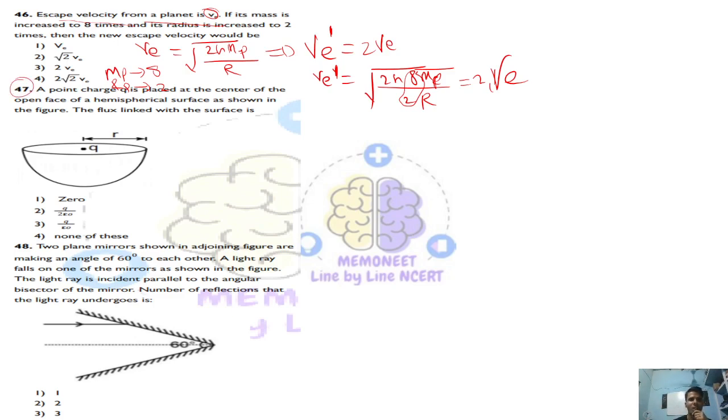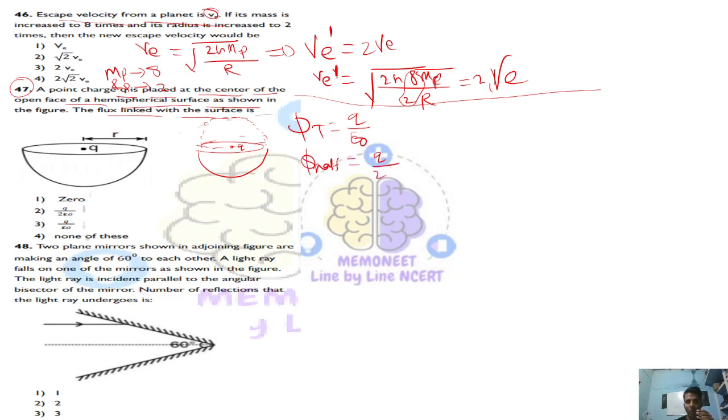Now coming to 47. A point charge Q is placed at the center of one face of a hemispherical zone, and it asks about the flux linked with the surface. So if there is a hemispherical ball and a charge Q, to cover it we use another spherical ball on the upper side. From the total, we know the flux should be Q by epsilon naught, but we have only half. So the answer should be Q by 2 epsilon naught.